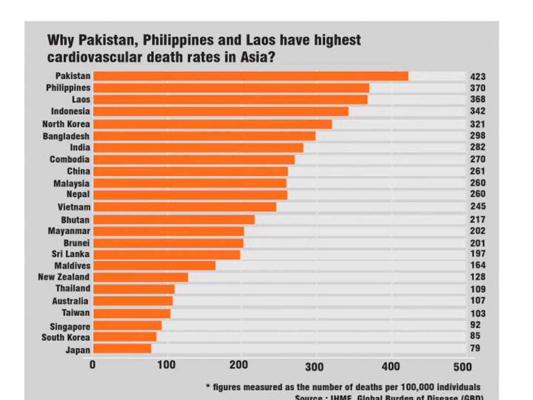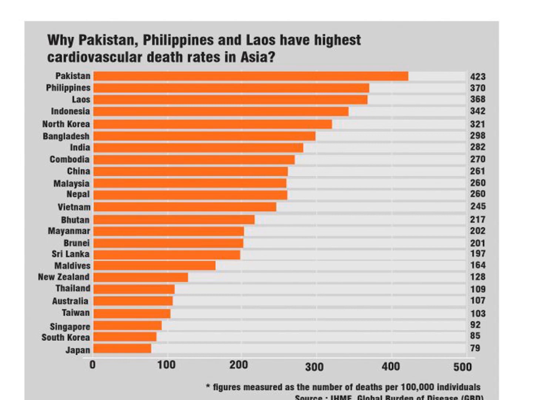Now, looking at Pakistan, if you have a look, Pakistan is at the top with 423 deaths per 100,000 individuals. And can anyone tell why Pakistan, Philippines, and Laos have the highest cardiovascular death rates in Asia? Just think over it. If you have a keen eye, you can identify that most of these countries are in different stages of development, right? And they have different demographics, different distribution of risk factors, different availability of healthcare services. So Pakistan, unfortunately, is the one which is at the top.